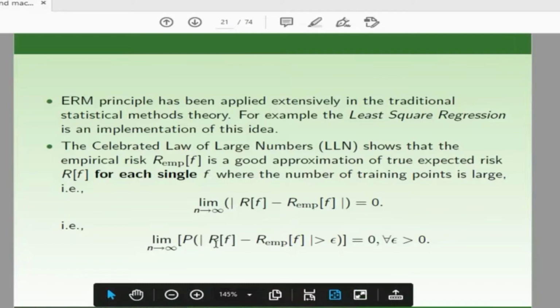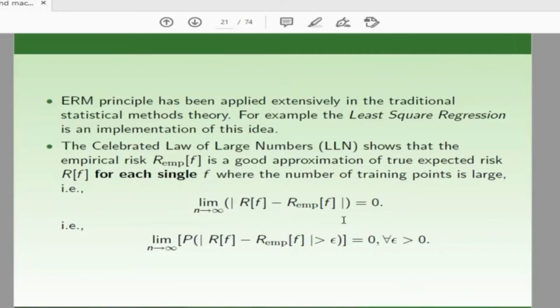As n goes to infinity, the probability that these things are more than epsilon goes to 0. So the law of large numbers tells you that for large data size, the empirical risk is a good approximation for the true risk, provided this f is fixed.